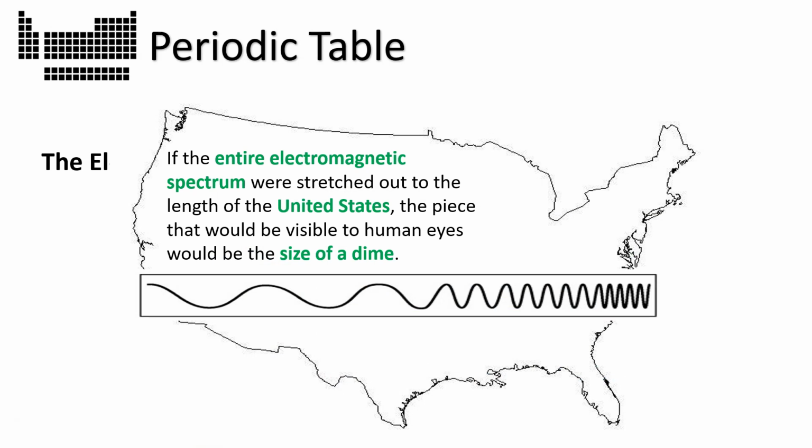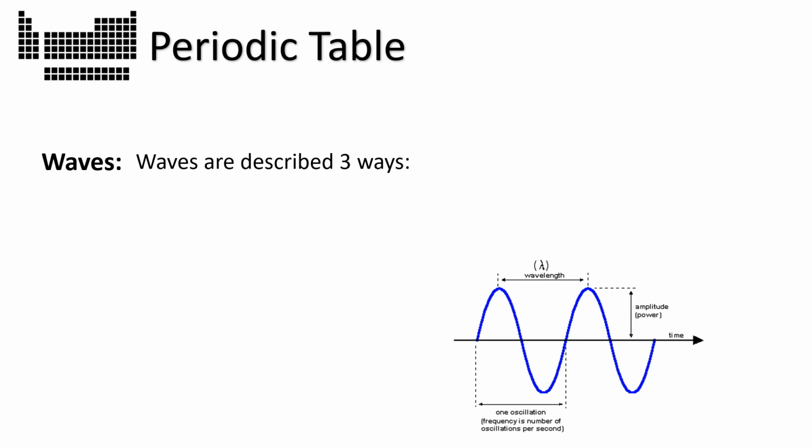Just an interesting fact about this piece of visible light that we can see: if you took the entire electromagnetic spectrum and stretched it out to the length of the United States, the piece that would be visible to us would be about the size of a dime. That's how insanely small a chunk of this spectrum visible light is. Just an interesting way to put that in perspective.